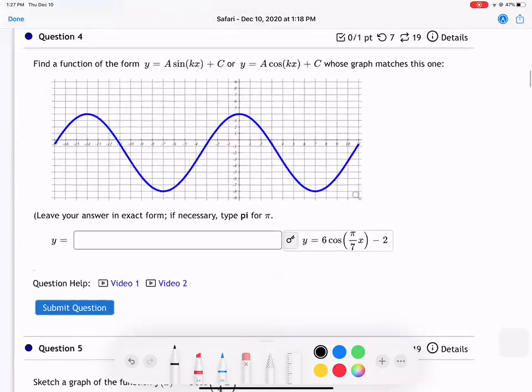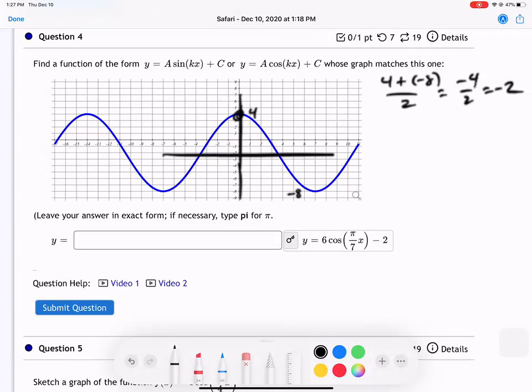Now let's take a look at this graph here. If I want to start at 0, here's my 0. This does look like a cosine graph, right? See how it starts on top? So we'll say this is a cosine graph. Where's the center of this cosine graph? I have no clue. It looks like 4 on top and -8 on the bottom. So where's the middle between positive 4 and -8? 4 plus -8 divided by 2 is -4 over 2 is -2. Hey, yeah, I kind of did get it.